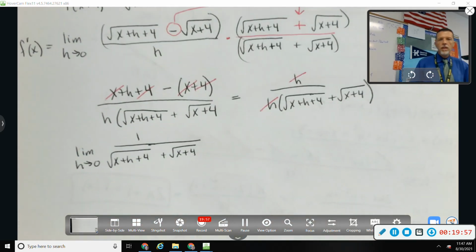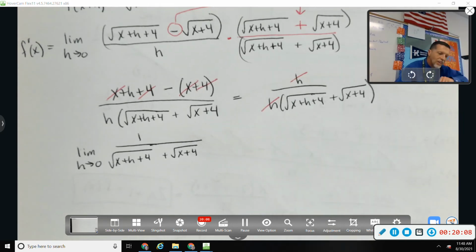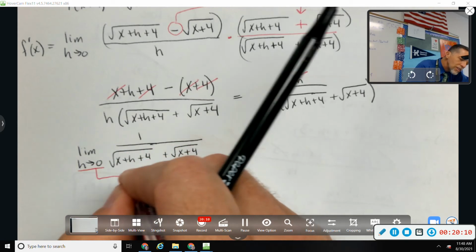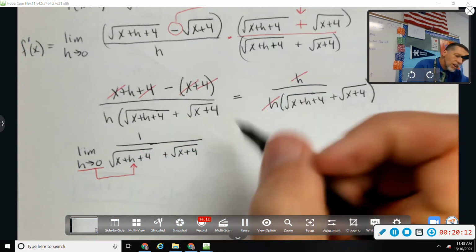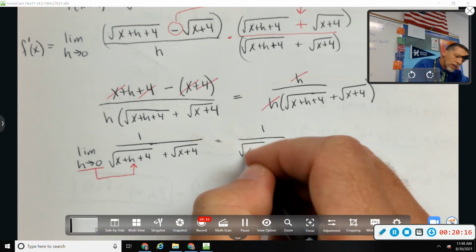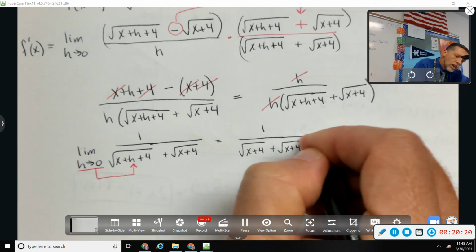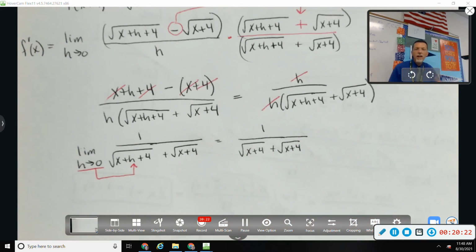And I'm hopeful now. Since I canceled the h's, that was the problem with 0 over 0. Hopefully that's gone now. So let's plug in 0 for h. That would be a safe stop, because the only thing left is algebra.